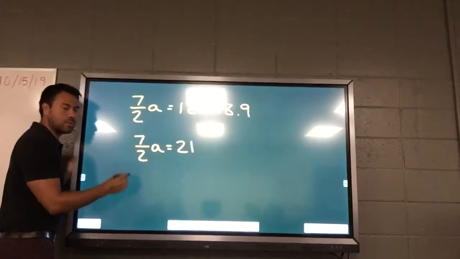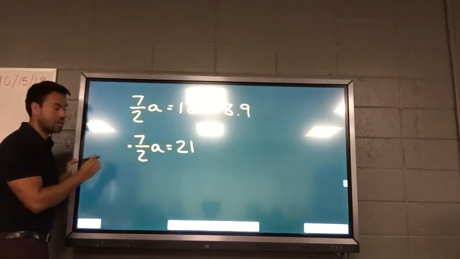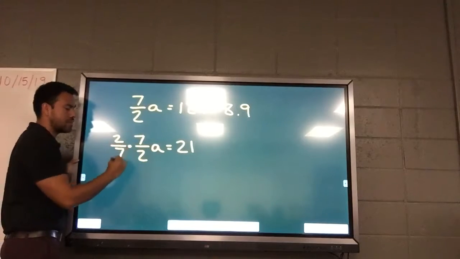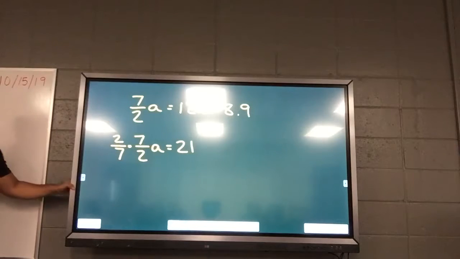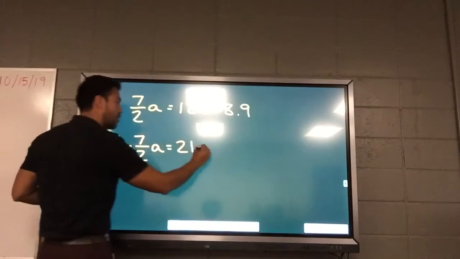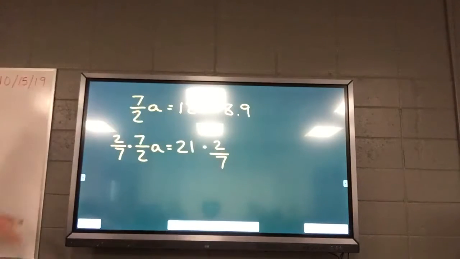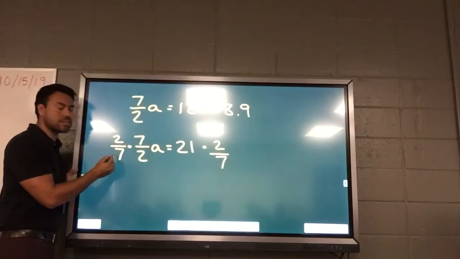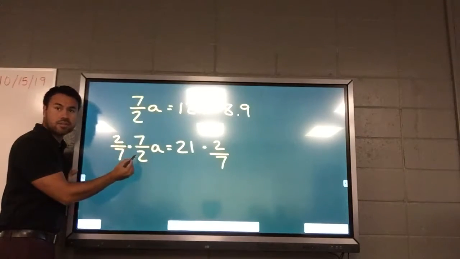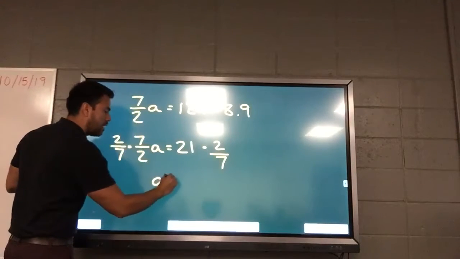Okay, ready guys? Watch what I'm going to do here. I'm going to multiply this 7 halves by 2 sevenths. What I do to one side, I have to do to the other, so I'm going to do it. I'm not just going to do it to one side. Why 2 sevenths? What a great question. Ready? What is 2 sevenths times 7 halves? It's a 1. What's 1 times A? Oh, that's what I wanted.